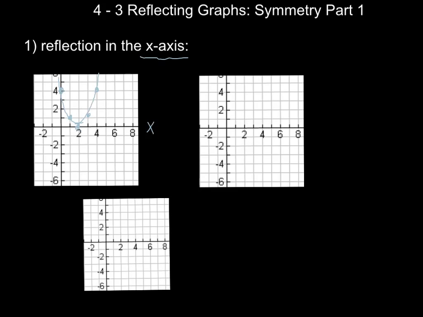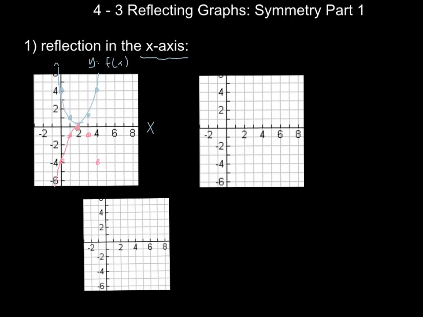Let's call this original graph f of x. This is y equals f of x. That's our original function. Now what I want you to do is reflect the graph over the x-axis. So it still has the same vertex, only now it's going to face down. So instead of (1, 1), it's going to be (1, -1). Instead of (3, 1), it's going to be (3, -1). (0, -4). And (4, -4).